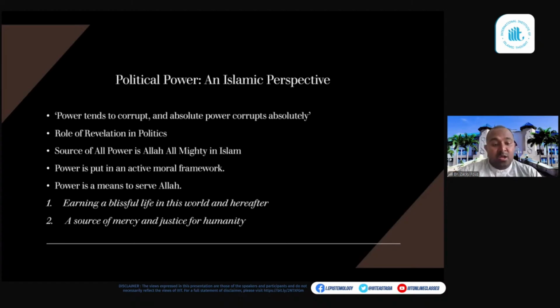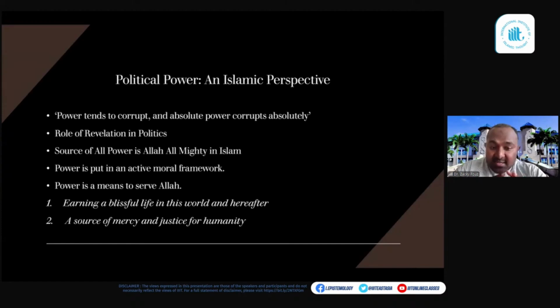So when you use power, you need to take into account that you need to use it to make this world peaceful, and also to ensure your blissful life in the hereafter. And also you need to use politics as a source of mercy and justice for humanity. Through these two principles, you can serve God. If you understand these two objectives in managing power, Islam says you will be able to use this power in the interest of the public, and also to get the mercy of God.